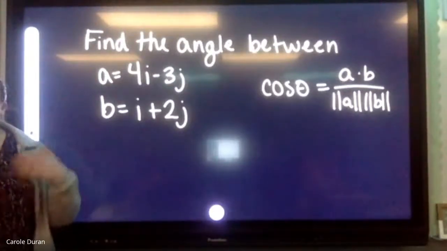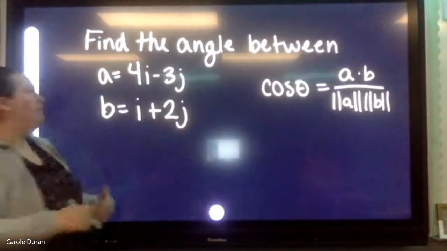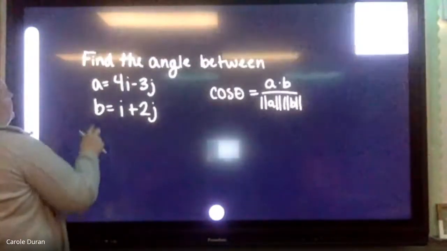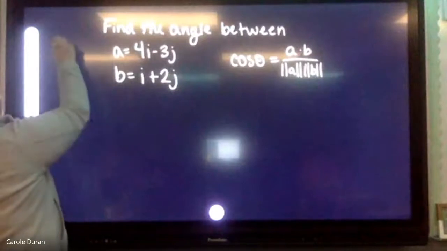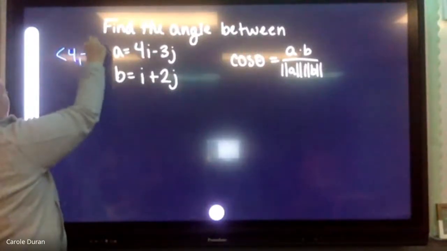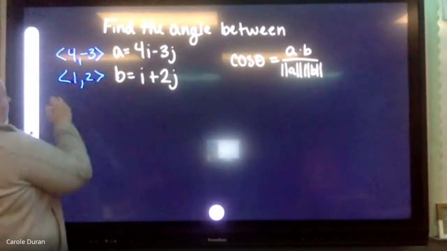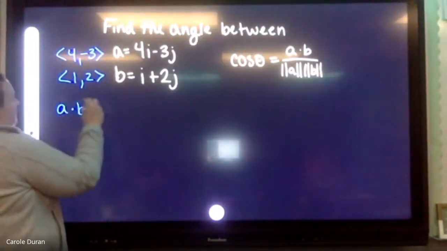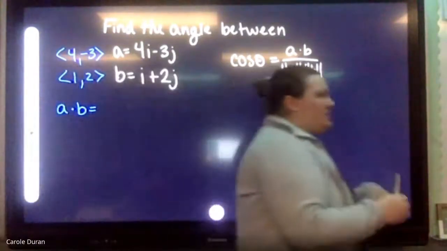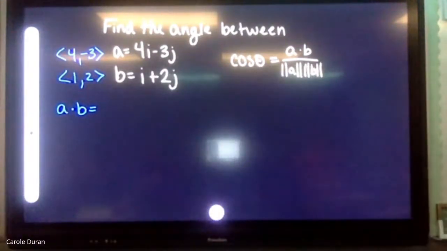In order to find the dot product, it's usually easiest to put this back into vector form. So when we do that, vector A is going to be equal to <4, -3>. Vector B is going to be equal to <1, 2>. And then I would like to find A dot B. Here's where it's okay to use the dot because I'm talking about dot product, not normal multiplication. Anytime you see a dot, I'm talking specifically about dot product. We can only take the dot product of two vectors. We cannot take the dot product of a singular number being multiplied into a vector.